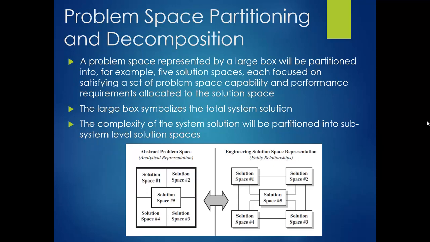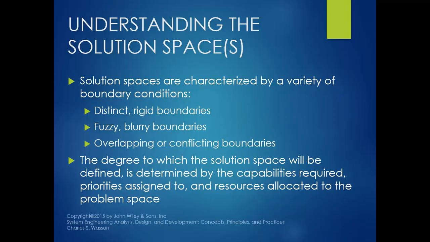The figure in this slide shows how a complex problem space with one large box can be partitioned into several solution spaces, each focused on satisfying a set of problem space capabilities and performance requirements. The large box on the left represents the total system solution. The complexity of the system solution will be partitioned into subsystem level solution spaces. The solution spaces are characterized by a variety of boundary conditions.